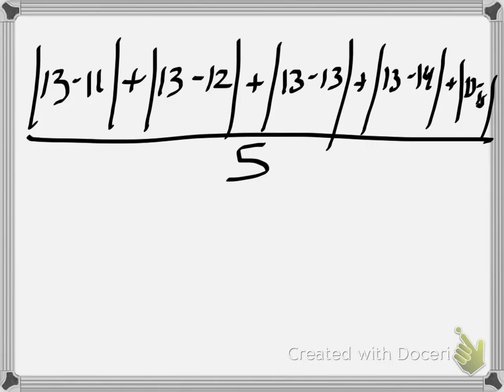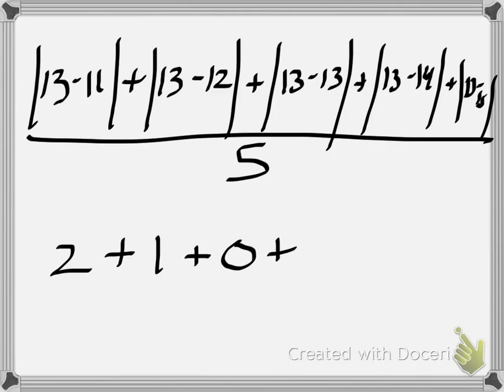So now we can take a look. 13 minus 11 is 2, and that 2 is 2 places from 0. 13 minus 12 is 1. That's 1 place from 0. 13 minus 13 is 0. 13 minus 14 is a negative 1.